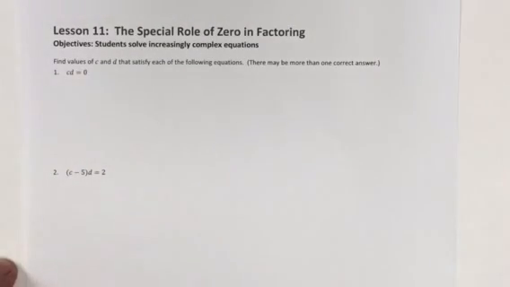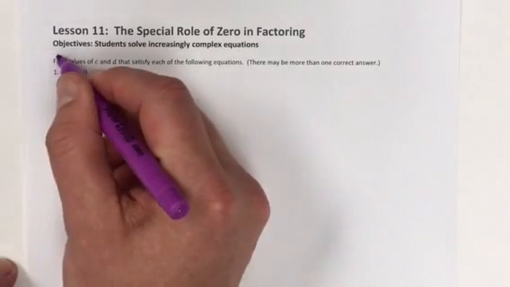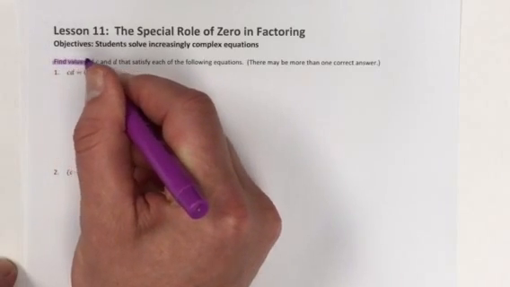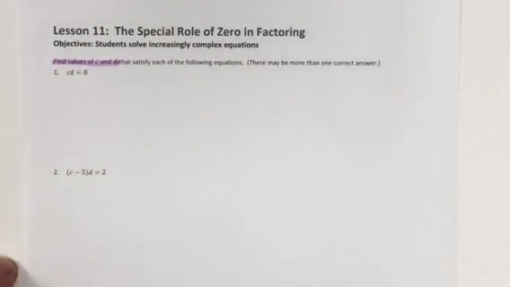Hello, today we're going to look at the special role of zero in factoring. Essentially, over the last couple videos you have practiced all the different types of factoring that you may encounter. And now we have to actually use that skill in a specific manner. And so what we want to look at is problems that ask us to find the value of C and D.